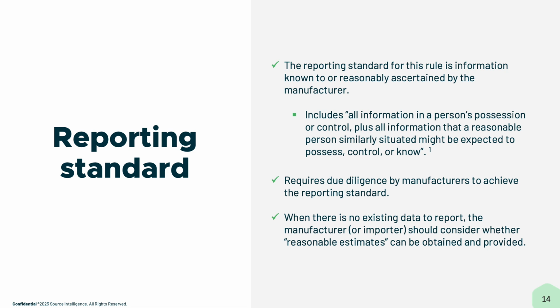The reporting standard requires entities to evaluate their current level of knowledge of their manufactured products, including the products they've imported, as well as evaluate whether there is additional information that can be reasonably ascertained. The standard carries with it an exercise of due diligence, and the information gathering activities that may be necessary for manufacturers to achieve this reporting standard will vary by case. When there is no existing data to report, the manufacturer or reporter should consider whether reasonable estimates can be obtained or provided.